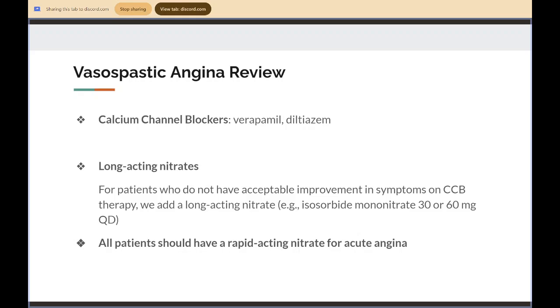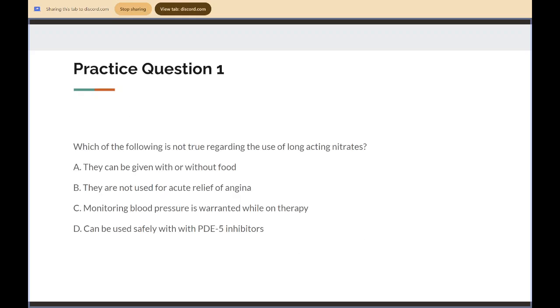Next, we have vasospastic angina review. So calcium channel blockers are going to be first line. Once again, verapamil and diltiazem. And long-acting nitrates for those patients that don't have acceptable improvement. And you could do isosorbide mononitrate 30 or 60 mgs once a day. And then once again, all patients should have a rapid-acting nitrate for acute angina.